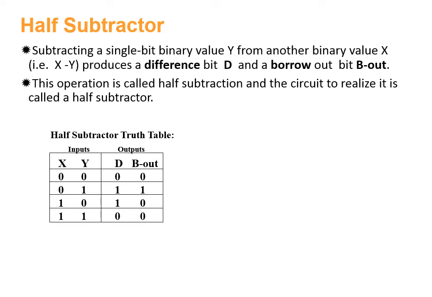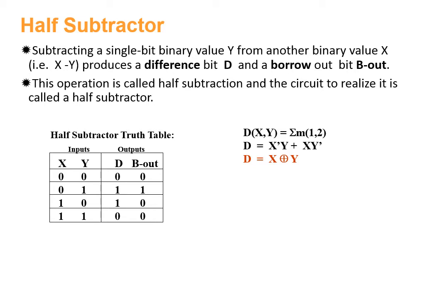The simplified sum of products expansions are: d is equal to sum of m(1, 2), which becomes d equals x bar y plus x y complement, and so d is equal to x exclusive OR y, and the borrow bit b becomes x complement y.